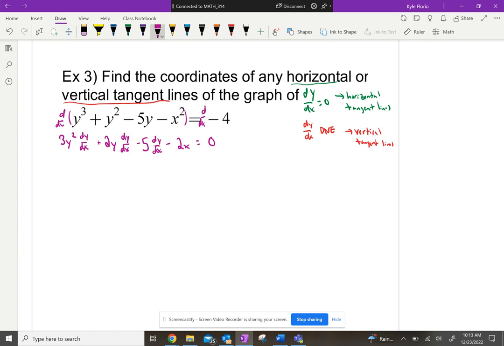So if you remember our steps, I said collect all your dy/dx terms on one side. So I'm going to leave these 3 pieces here. There's only one thing to bring to the other side, that's the minus 2x. So just add 2x to both sides. What's left over here is a dy/dx. I'm just going to factor it out. So I have 3y squared plus 2y minus 5, factoring out the dy/dx, equals positive 2x.